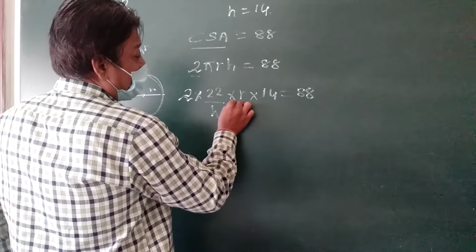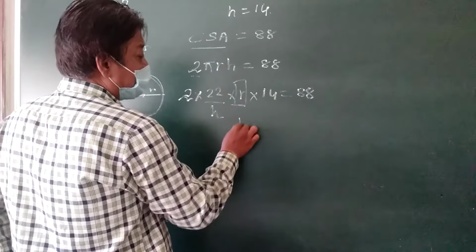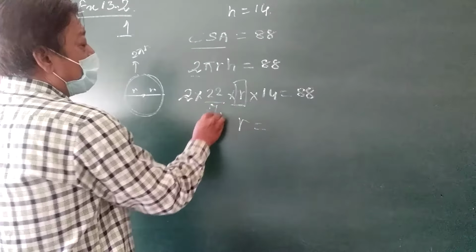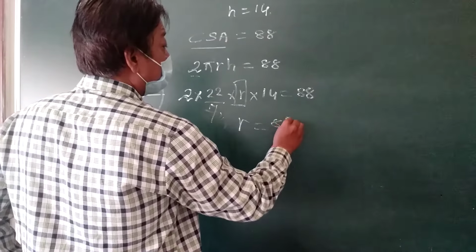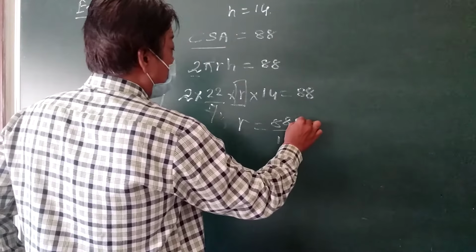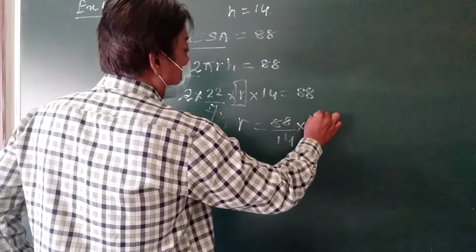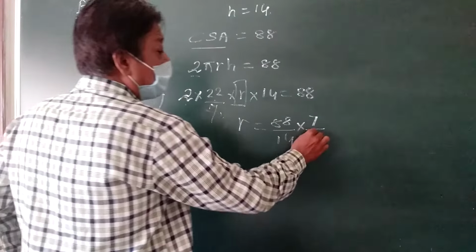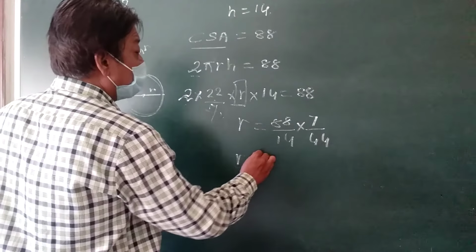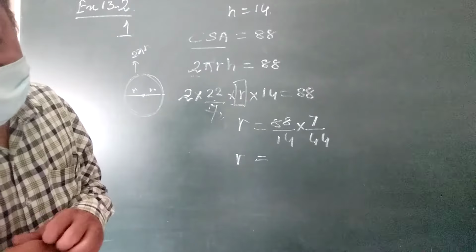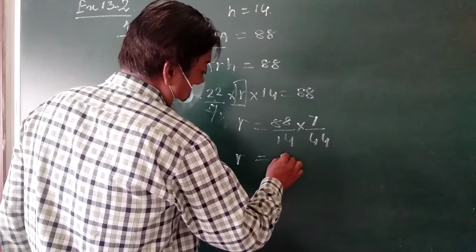Now take r as the subject of the formula. Send all things to the other side of the equation. 22 upon 7, take all this to that side. So 88 will be here. This is multiplication, so it goes into division. Into 7 is division, on this side it goes into multiplication, and 22 into 2 into 14 is 44 into 14 hmm, 22 into 4 will be 44. Hence you will get r is equal to 1.